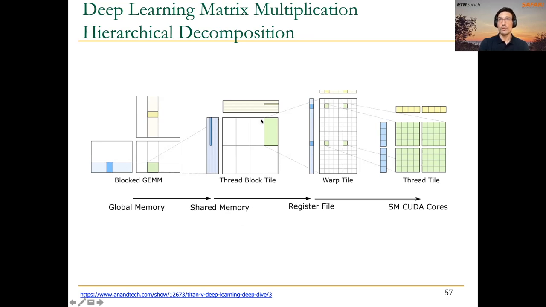But then we can continue the decomposition and divide the thread block tile into warp tiles that are assigned to warps. These warp tiles are then divided into smaller tiles that are assigned to individual threads to perform these partial matrix multiplications. And by doing warp tiles and thread tiles as well, we can also take advantage of tiling into registers.